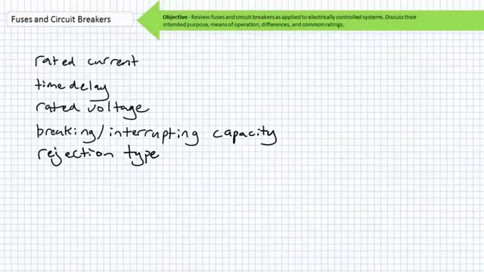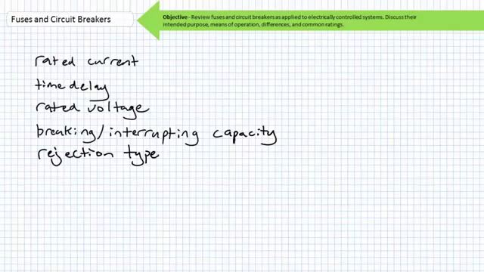Fuses have 5 common properties: rated current, time delay, rated voltage, breaking or interrupting capacity, and rejection type. We'll briefly discuss each property. Rated current. As mentioned previously, the business end of a fuse is a metal alloy strip that quite literally melts when current in excess of its rating travels through it. When you need to protect your circuit against a draw in excess of 5 amps, you specify a fuse with a current rating of 5 amps. Follow NEC guidelines for determining the recommended fuse size.